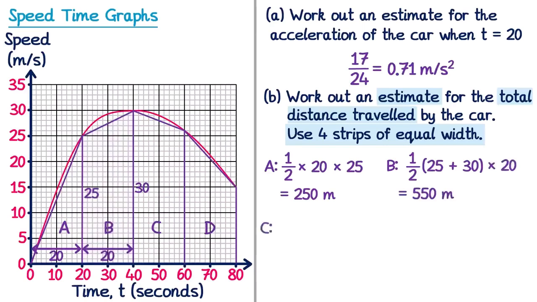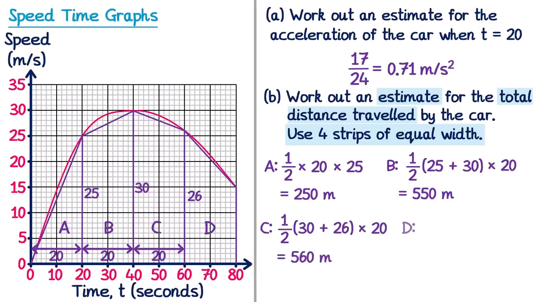Then we move on to shape C, which is also a trapezium, and you'll notice that once again I've already got one of those parallel lines, and the other one is 26. The height is once again 20. So we do 1/2 multiplied by the sum of the parallel sides, so 30 plus 26, multiplied by the height, which is 20. And for shape C, that gives us 560.